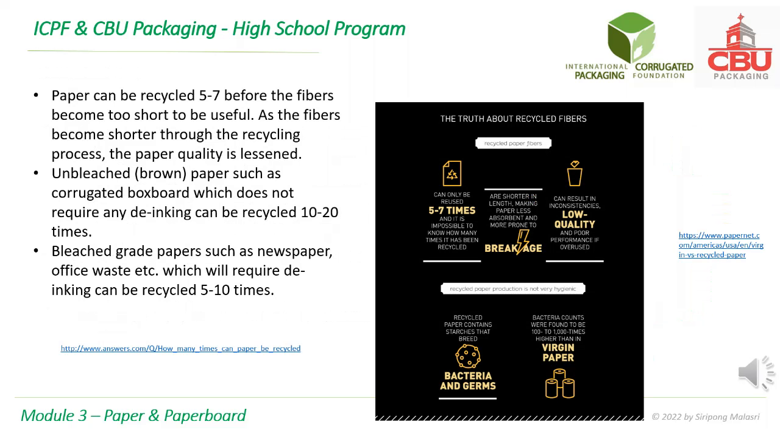Paper can be recycled 5 to 7 times before the fibers become too short to be useful. As the fibers become shorter through the recycling process, the paper quality is lessened. Unbleached brown paper such as corrugated boxboard which does not require any de-inking can be recycled 10 to 20 times. Bleached grade papers such as newspaper, office waste etc. which will require de-inking can be recycled 5 to 10 times.